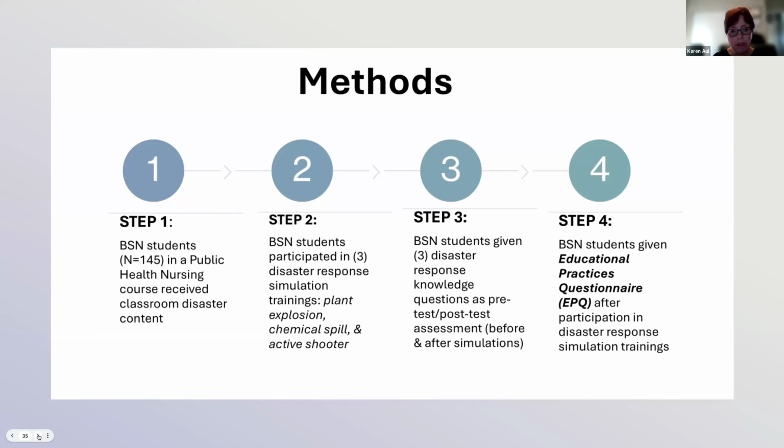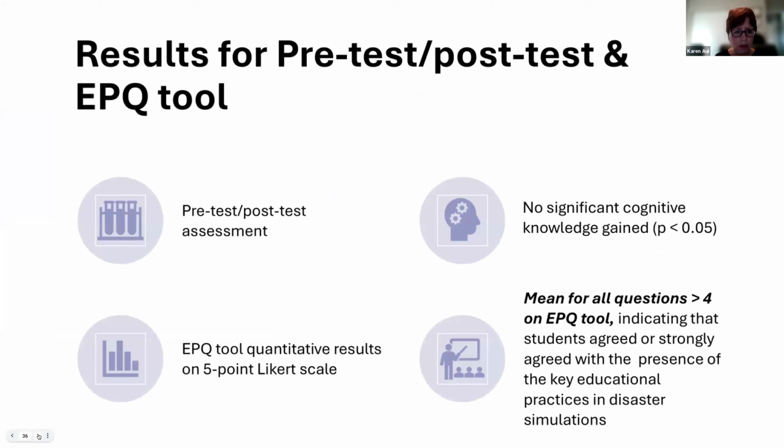Then after they participated in these 3 sims, step 3 was they were given the knowledge questions. Of course, before they participated, we gave them the knowledge questions, and then afterwards to see if there was any change. And then step 4 was giving them the tool, the educational practices questionnaire, to see how they felt about those 4 key educational practices. Next slide, please.